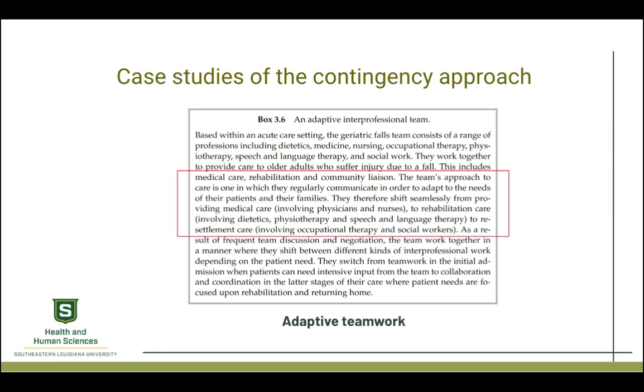Now, the reason why it is adaptive is because as the patients are moving along the care continuum, there's less integration and interdependence that is being done. At the very initial admission, there's a lot of work that needs to be done, so there's a lot of intensive input from all the members of the team, and then it gradually moves to collaboration and coordination by the time the patients have finished rehabilitation and have now returned home.